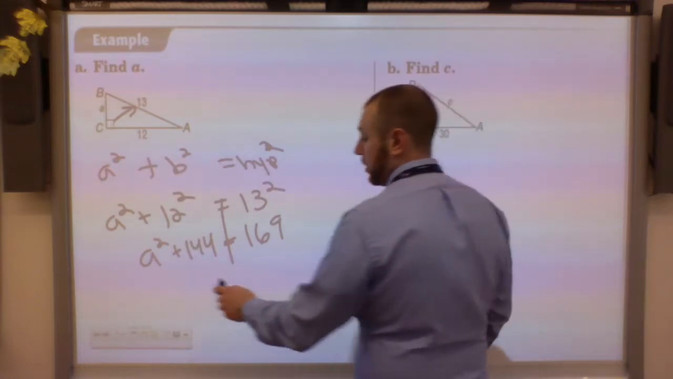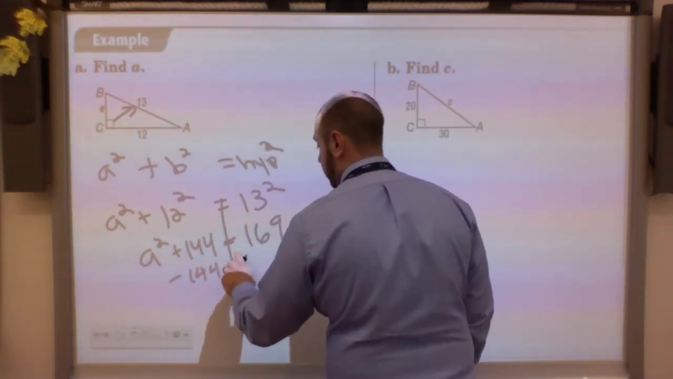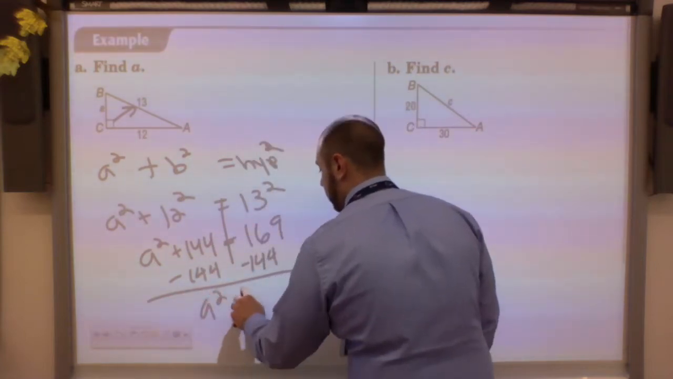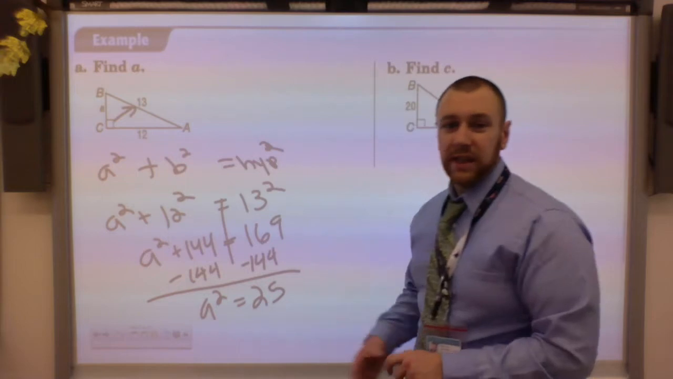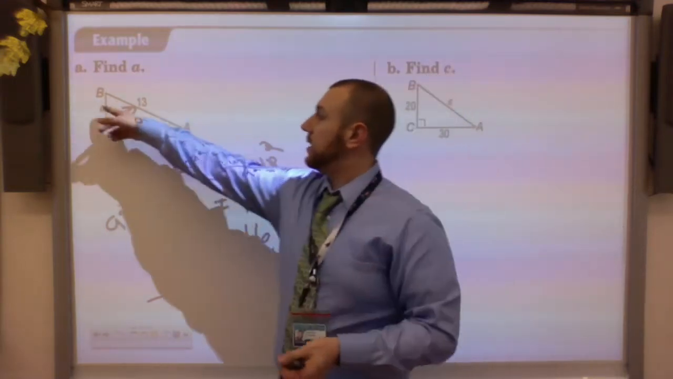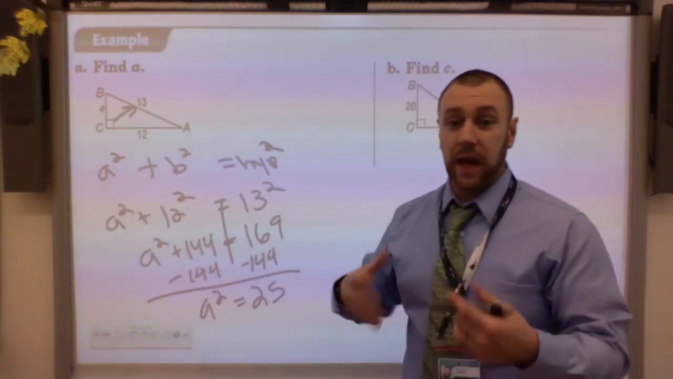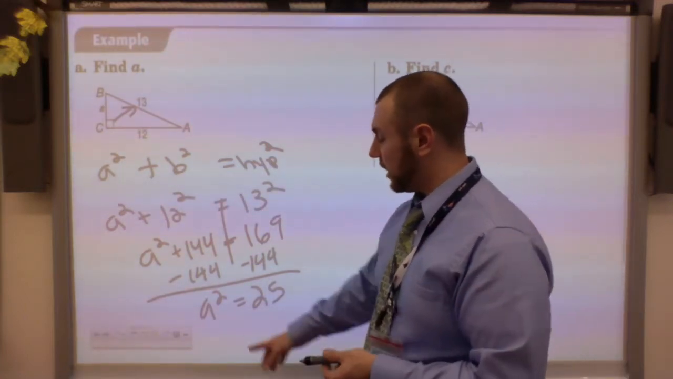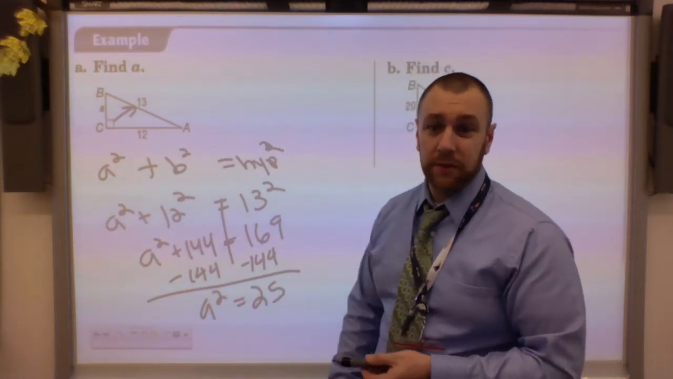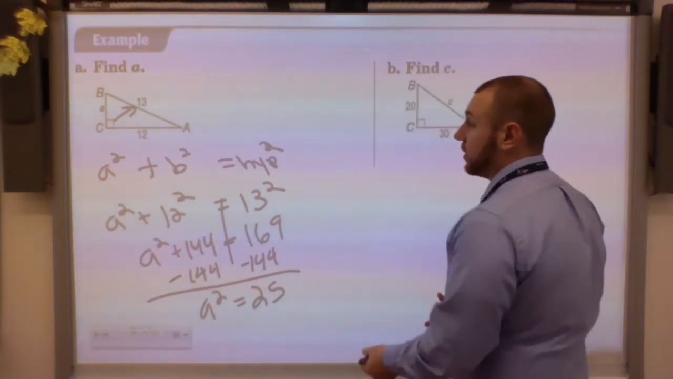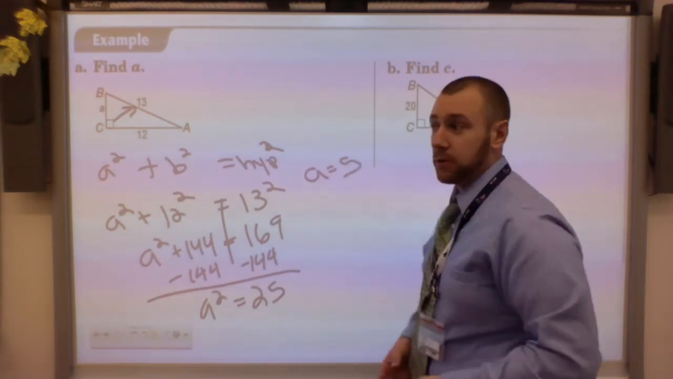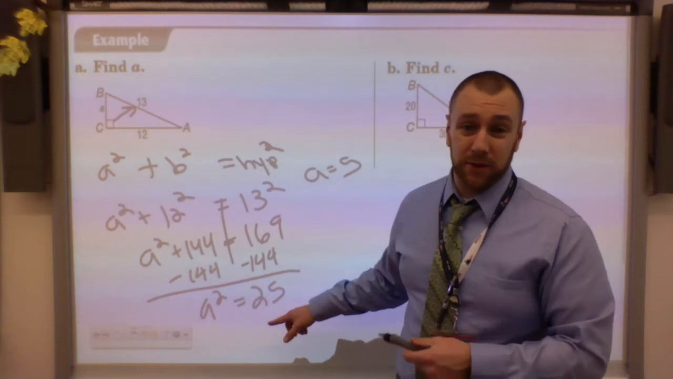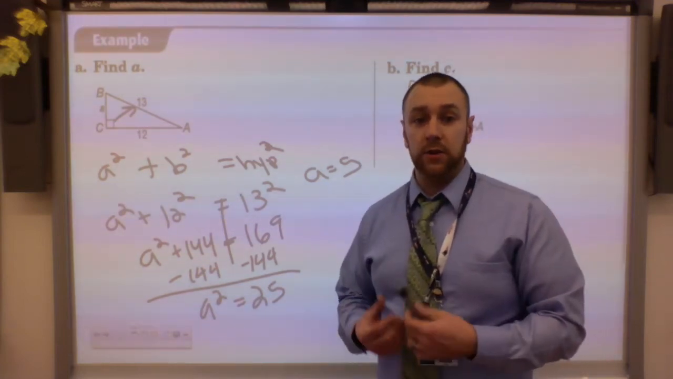Well, now I can subtract 144, and I get a squared equals 25. Well, that's not the side. That's not a. That's actually that side squared, or that side times itself. You might recognize, all right, one number times itself is 25. You might figure out, okay, a is going to be 5, because you know your multiplication tables. But to do this on a calculator, sometimes the numbers don't come out nice. You have to know how to do the square root.